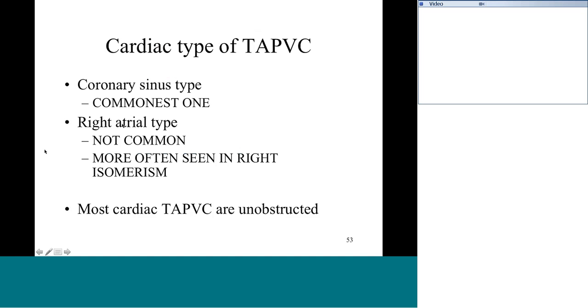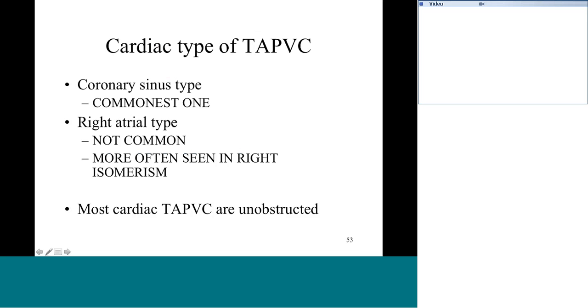Coronary sinus accounts for almost 75% of the cardiac type of TAPVC, and right atrial type is less common. It accounts for about 25% of the cardiac type of TAPVC. The right atrial type of TAPVC most often is associated with right isomerism.